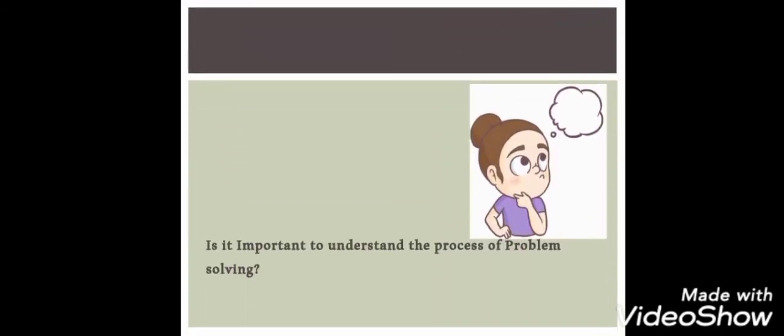But before I start, I would like to ask you guys this question. Is it important for us to understand the process and at the same time the flow of problem solving specifically in the field of social work? Probably our answer for this question is yes. And to explain our answer for this question, we must proceed to the next succeeding slides.